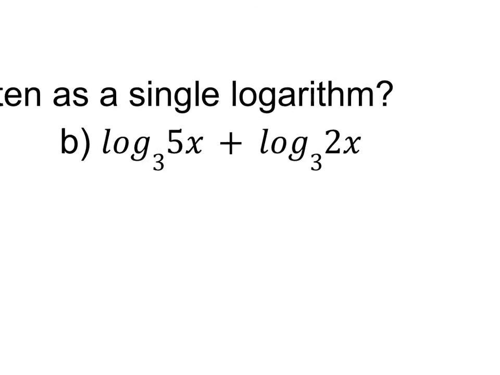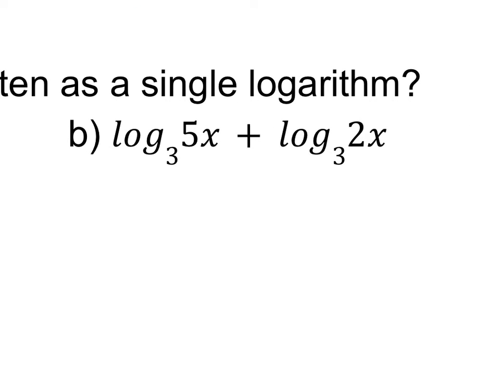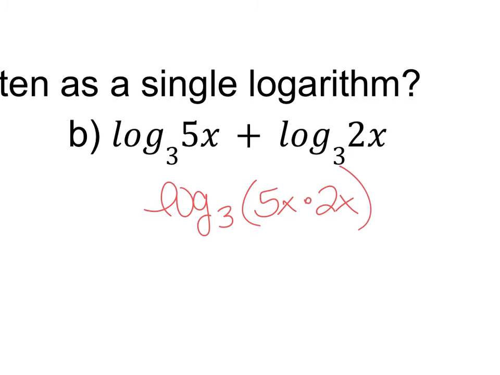Okay, the next one, log base 3 of 5x plus log base 3 of 2x. What do you do when you add two logs? Well, you're going to be multiplying. So log base 3, I'm going to put it in parentheses, of 5x times 2x. Let's go ahead and clean it up. That would be log base 3 of 10x.